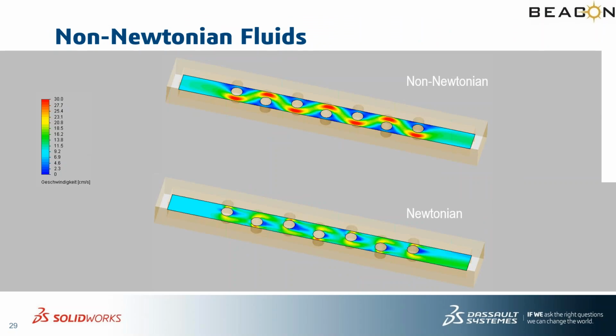We can also work on non-Newtonian fluids. Anything related to non-Newtonian fluids, especially in the medical industries, like the flow of blood in any kind of equipment you are using in operation theaters, or in the food industries, like apple sauce or honey or something like that. We also have the capability to work on non-Newtonian fluids.